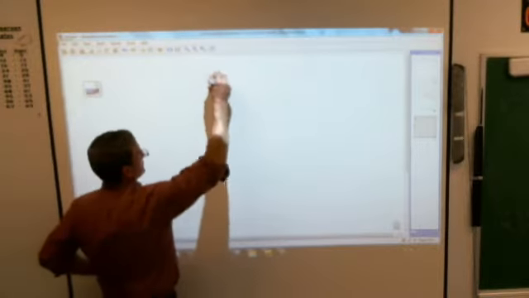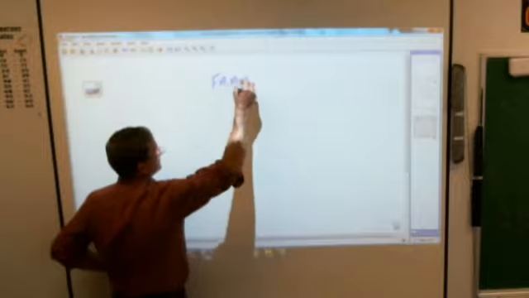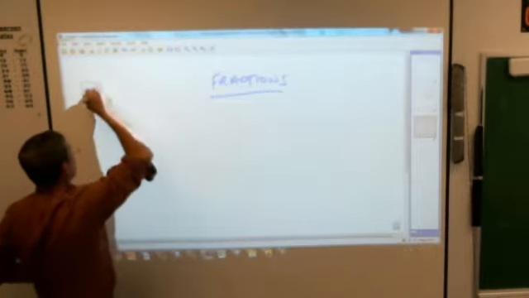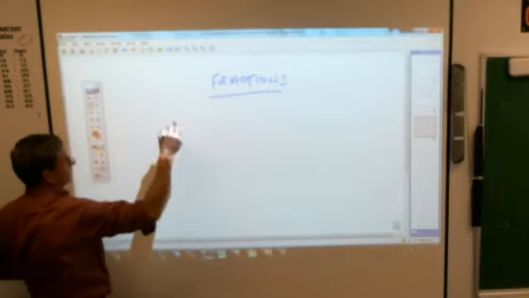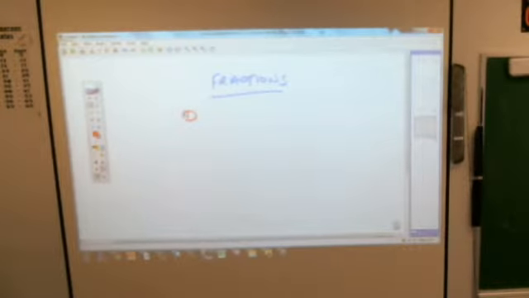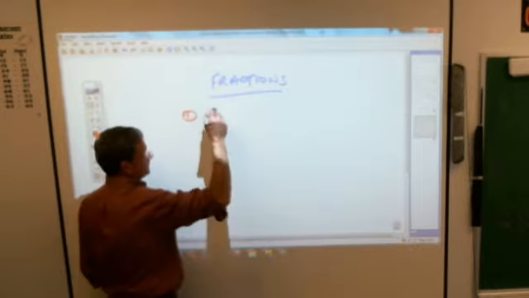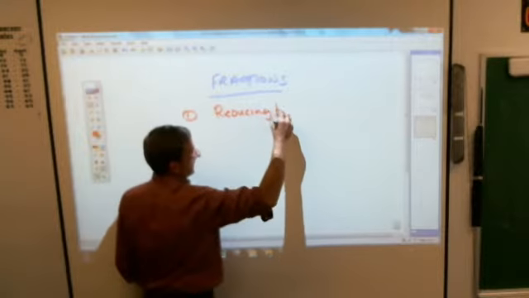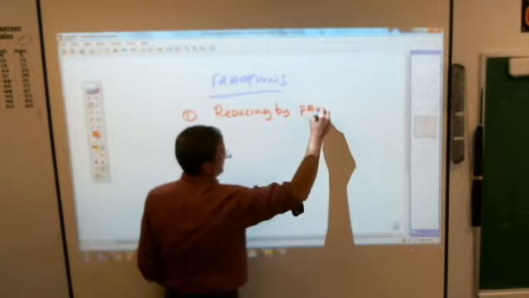Under fractions. A couple of different things we talked about today about fractions. Number one is reducing by prime factorization.